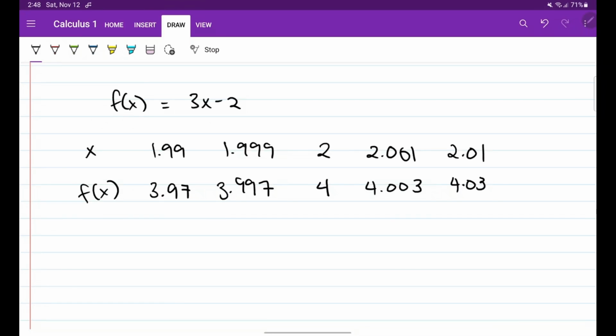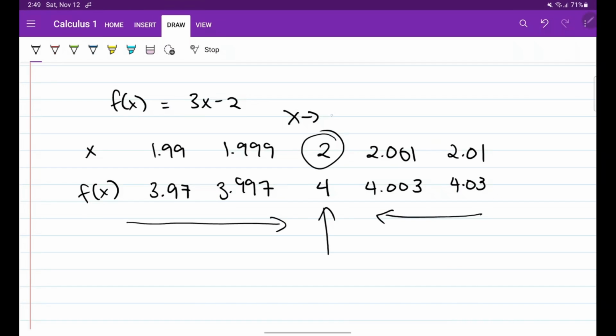So ano napapansin natin dito, di ba? So as the value of x get closer and closer to 2, okay, it doesn't matter kung less than 2 or greater than 2, di ba? It approaches a certain value. Okay, so this is x approaches 2. And it is equal to some value, what we call L.